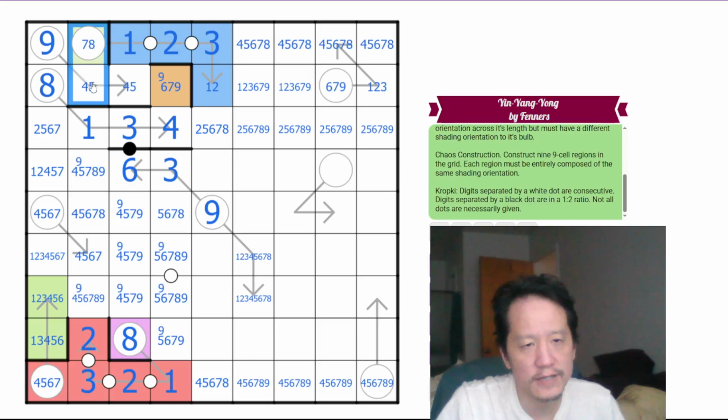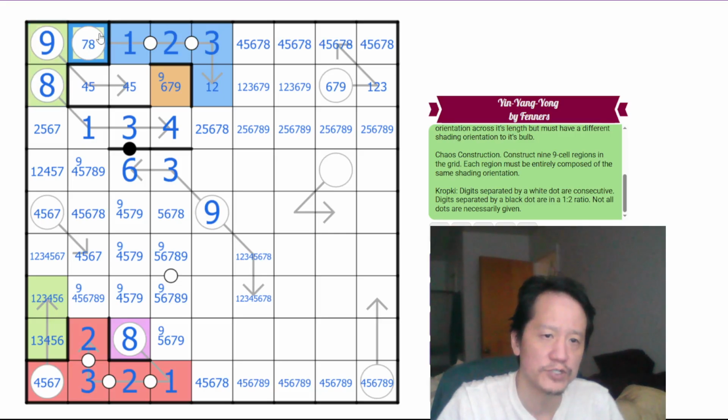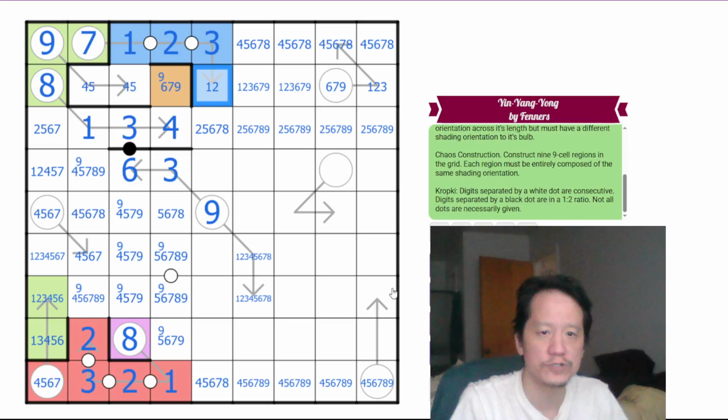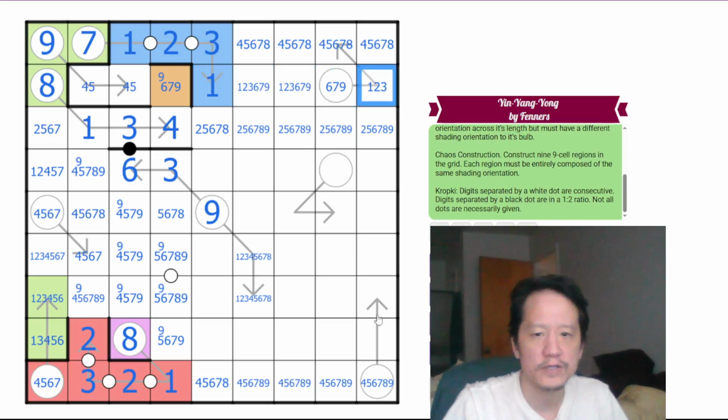So this then has to be a different shading than this. So it has to go this way. So this has to go here, which means this is the same shading. It cannot be an 8 because it has to be part of this region. So this is 7, which forces this to be 1. This can no longer be 1 here. This can't be 1 here.